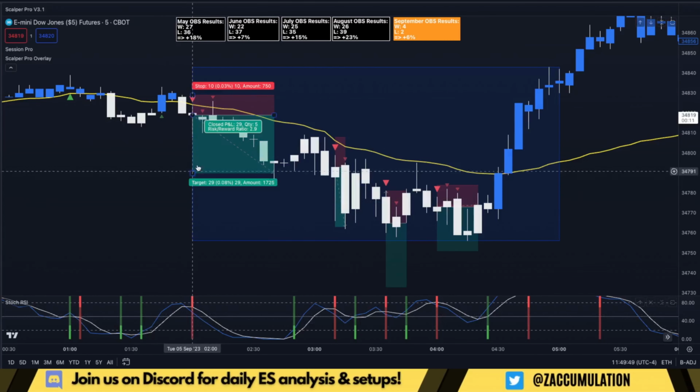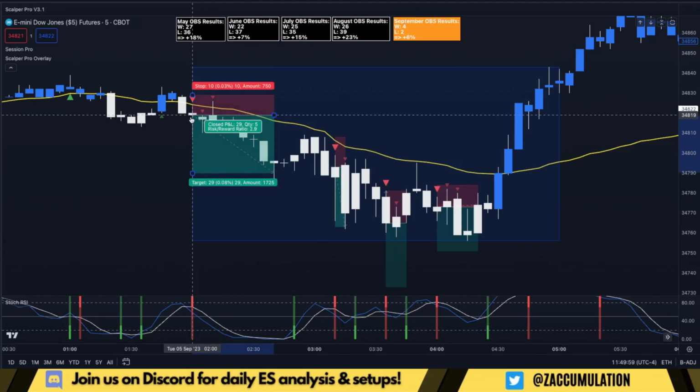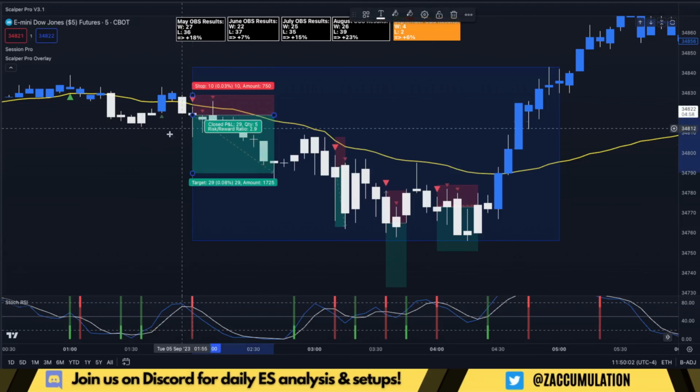And right here, we had a white candle color, so the Scalper Pro is below its 50 level. We are below the VWAP. And right here, we have our bearish crossover. So we enter right here on the close of this candle.